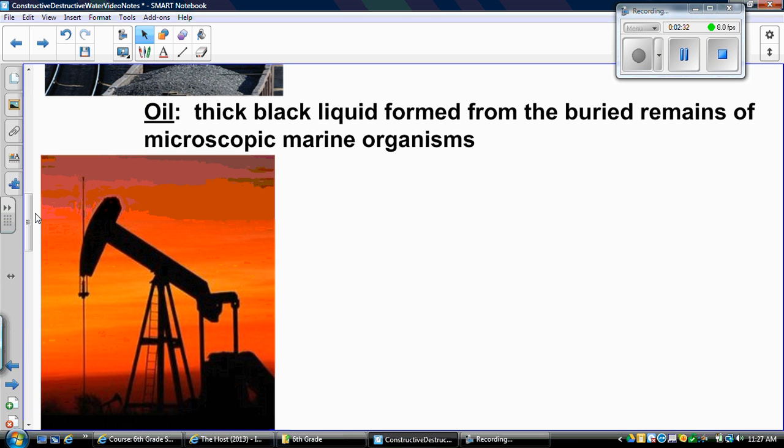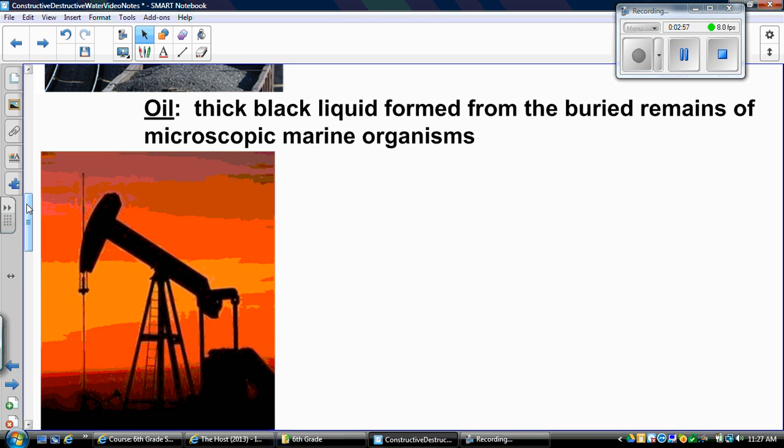Oil is a thick black liquid that's formed from the buried remains of microscopic marine organisms. So when marine organisms die and their remains fall down to the ocean floor, over time, those rock layers get compacted and cemented together, and you have a thick liquid that forms called oil. And again, this also takes millions of years to happen.